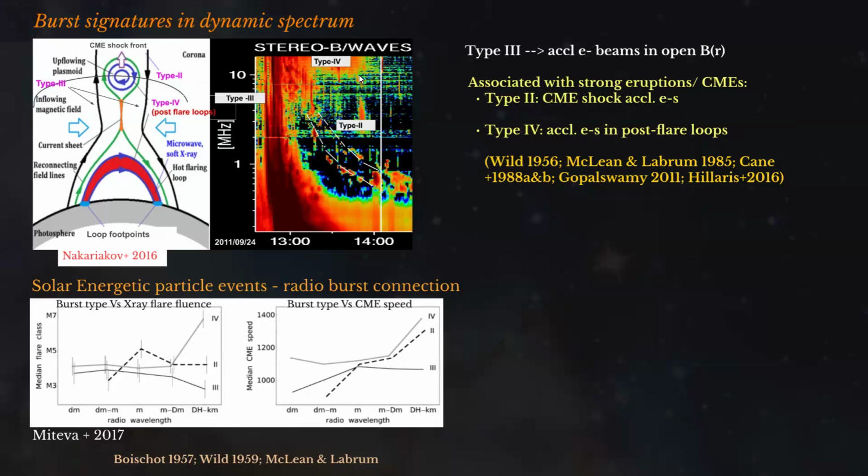So even though the reconnection that produces this emission is pretty ubiquitous, it's also associated with the strongest flares. Not always, even on the sun, do you see a type 4. So that's also one thing. They are pretty rare.